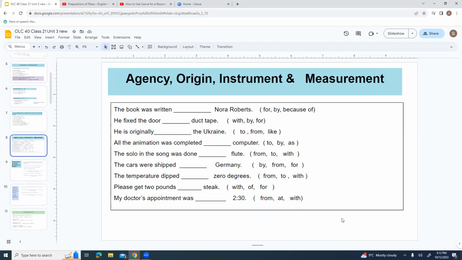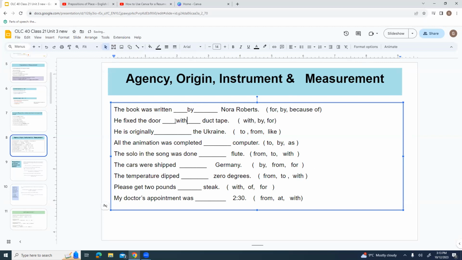Okay, so these are sentences that have prepositions of agency, origin, instrument, or measurement. So the book was written blank Nora Roberts, for, by, or because of. Well, I think everyone probably knows this one. By, we always know books are written by somebody. He fixed the door with duct tape, by duct tape, or for duct tape. I think with is really common for instruments.